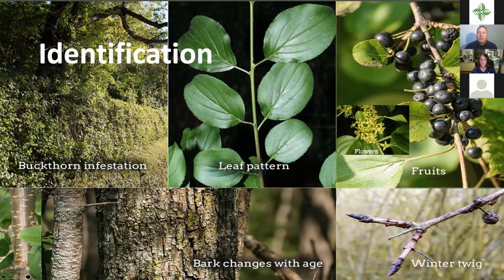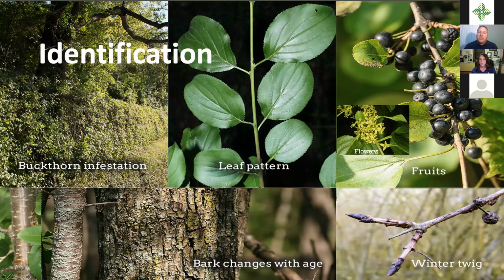European buckthorn has what's called a sub-opposite pattern, meaning that at some points of the stem, the leaves come off the stem at the same place on both sides. And other places on the stem, you'll see they're alternating, where one leaf comes off one side and then a little further down the stem, another leaf comes off the other side.